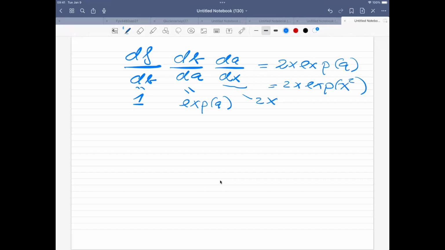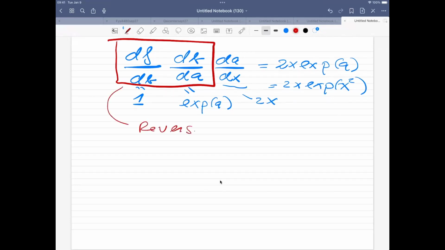Now you can look at this in 2 different ways, in the way you calculate the derivative. If I take this one first, I start with f and take the derivative with respect to b, and then I take the derivative with respect to b and a, and then I have the final one. This is normally called reverse mode. In this particular case, there is nothing to be gained by taking the forward mode or the reverse mode.